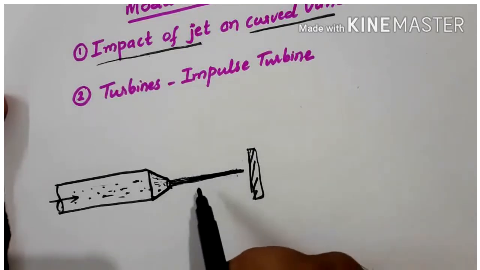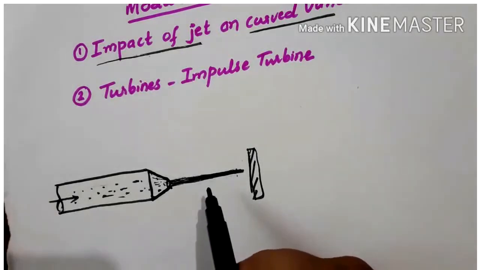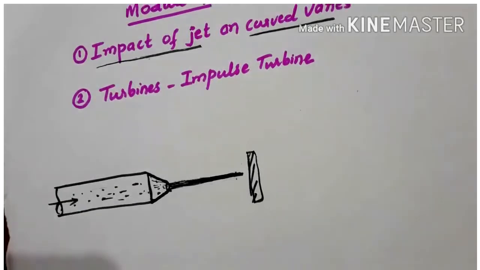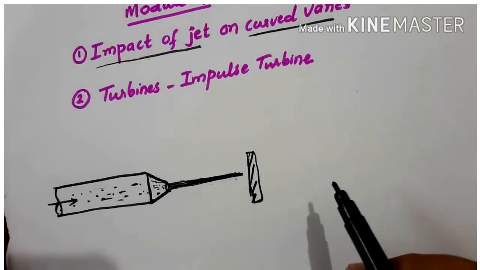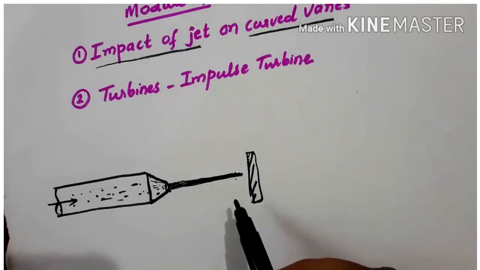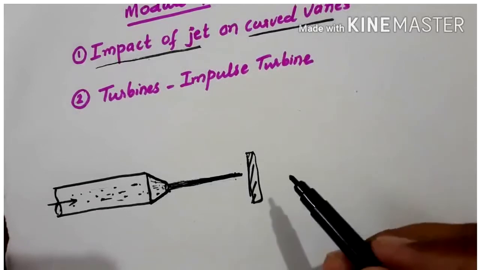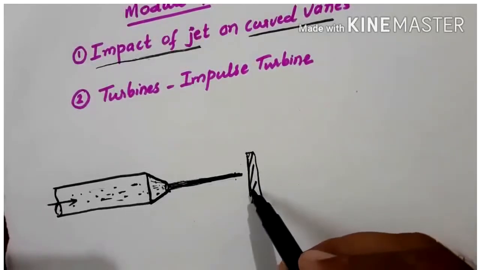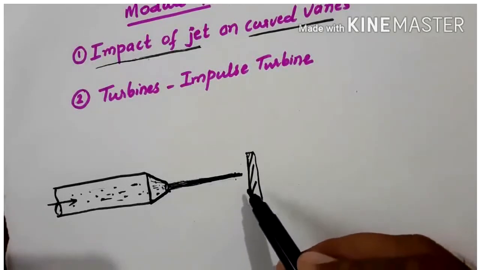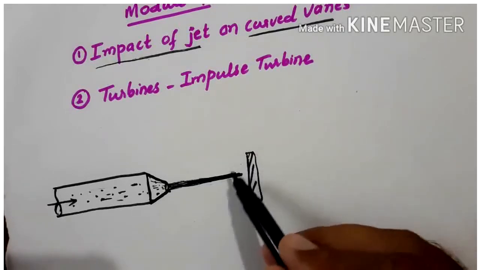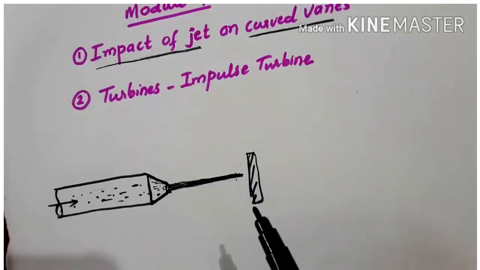This is very, very important, and where will this concept be used? That is impact of jet on curved vanes. You might have heard of hydroelectric power stations, where turbines are used to generate electricity. In hydroelectric generating stations, a jet of water is made to impinge on the vanes. Here I'll show you that picture.